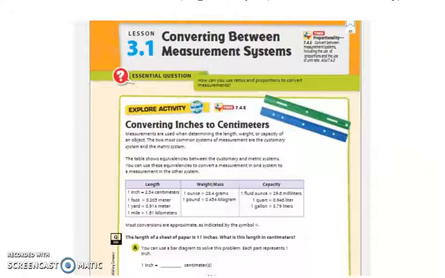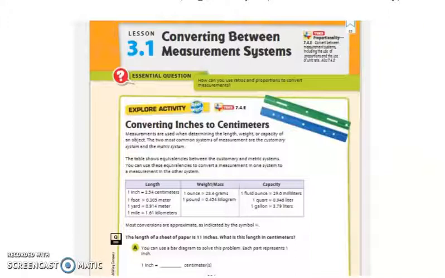However, the sciences, medicine, etc., primarily use the metric system so that they can communicate with other scientists or medical professionals across the world, and there's that one standardized system. But here in America, we still need to be able to go between the metric and the customary system.